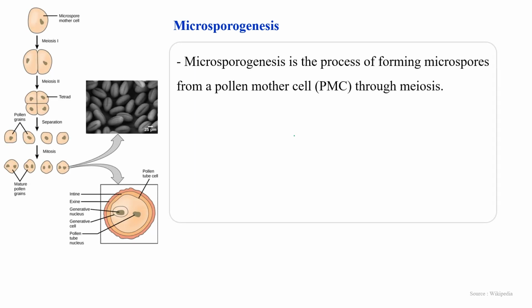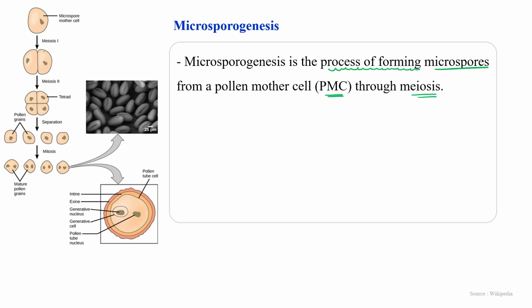microsporogenesis. Microsporogenesis is the process of forming microspores from the pollen mother cell, or PMC. Development of microspores from the pollen mother cell through meiosis. As you can see in this particular picture, this is a microspore mother cell.